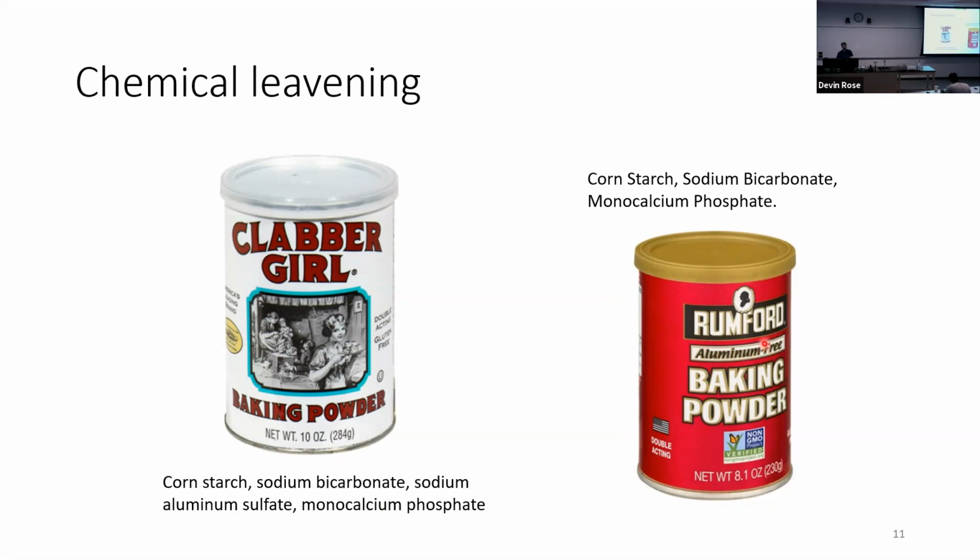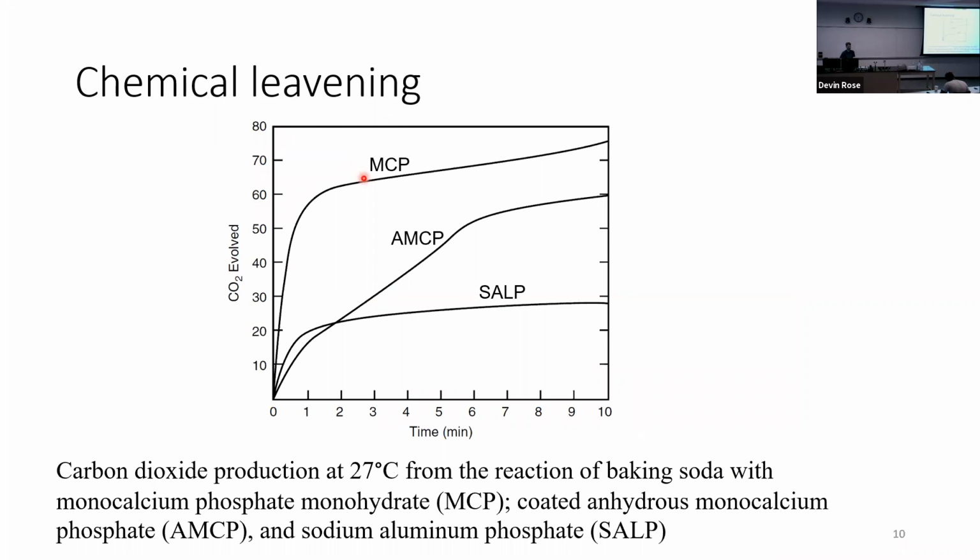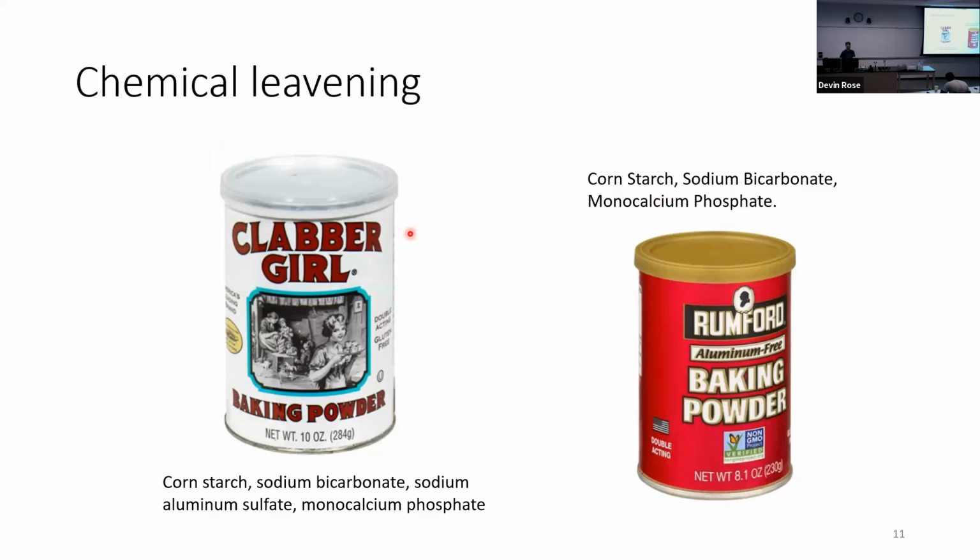In this one, this is aluminum free, so we aren't going to have the aluminum salts. This one only has 3 ingredients: cornstarch, sodium bicarbonate, and monocalcium phosphate. So it looks maybe like it's not double acting. What these typically have is anhydrous monocalcium phosphate and the monohydrate monocalcium phosphate. So they have both of these too. But on the label, it just says monocalcium phosphate. So it still has both the slow and the fast, but both of them are monocalcium phosphate.